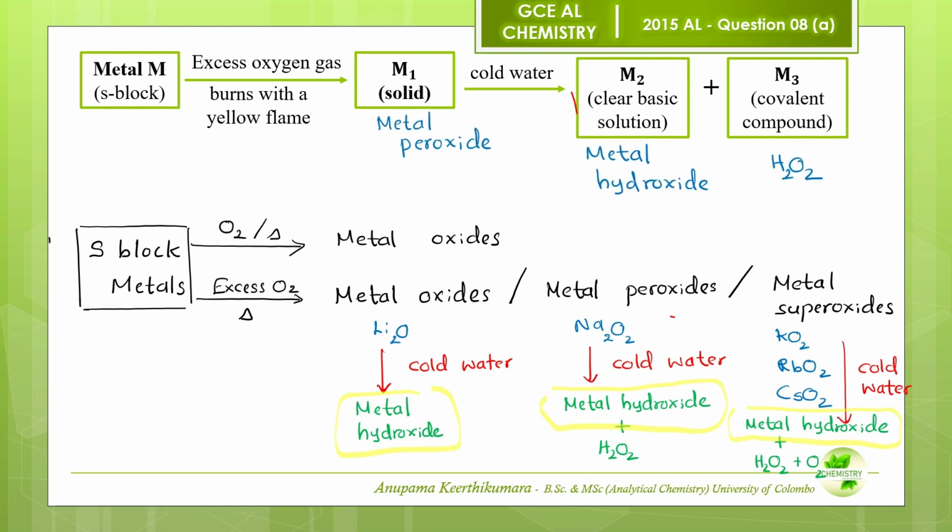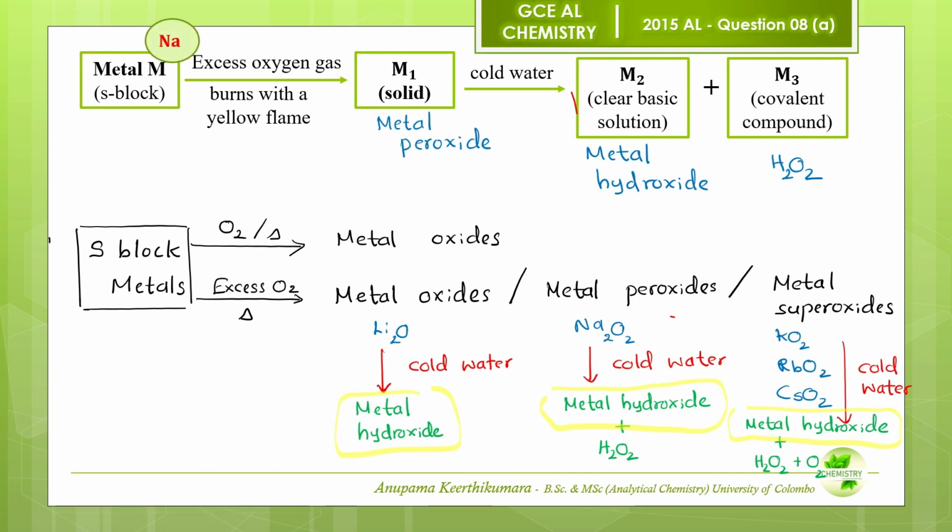Now we can identify this metal M. In the S block, sodium as well as barium form the metal peroxide in the presence of excess oxygen. This metal M burns with a yellow flame. Therefore, we can identify the metal. Metal M is sodium.